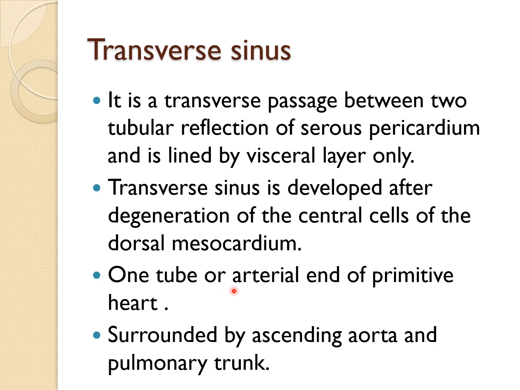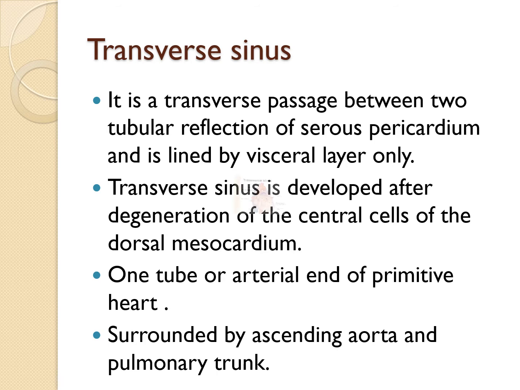The arterial end of the primitive heart is surrounded by the ascending aorta and pulmonary trunk. So the transverse sinus lies in between the ascending aorta and pulmonary trunk. What will be the boundary of the transverse sinus in front? The ascending aorta and pulmonary trunk. Posteriorly, behind, there is the intrapericardial part of the superior vena cava and the upper margin of the left atrium. Above there is the bifurcation of the pulmonary trunk, and below there is the upper surface of the left atrium. So this is the transverse sinus.